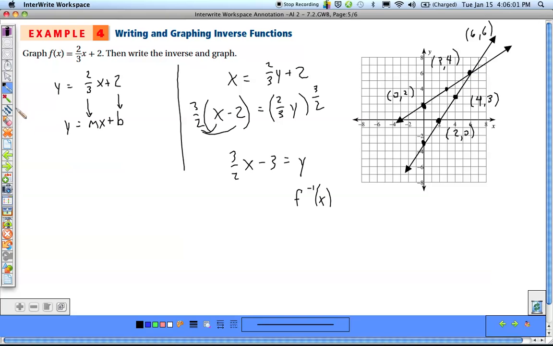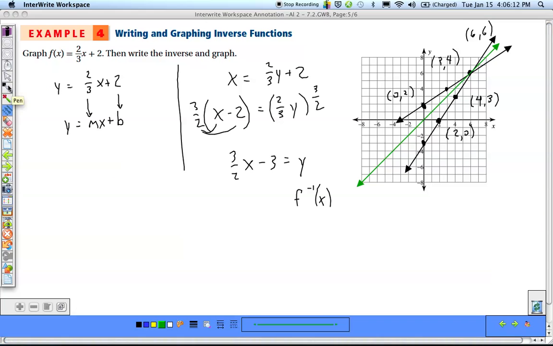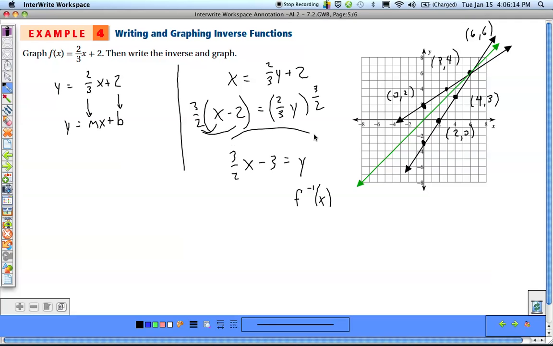The other thing to take a look at is if we wanted to talk about that line y equals x, we could draw that line y equals x in there, and we could see that these points just get reflected across. But the two ways that we want to do this one is get that equation and then just go through and graph that equation, or once you graph the original equation, take those points and reflect them across.